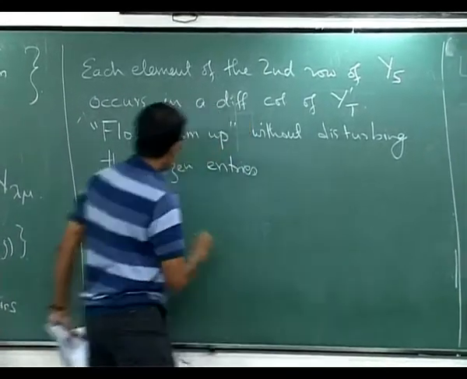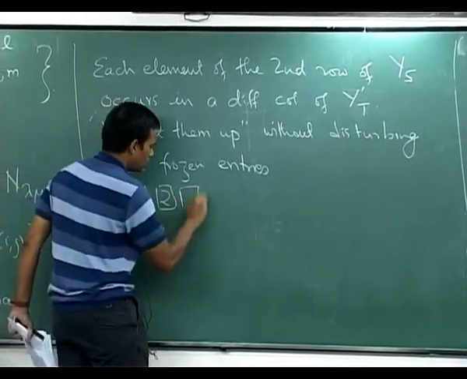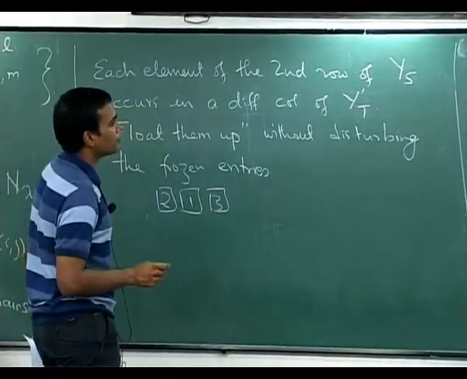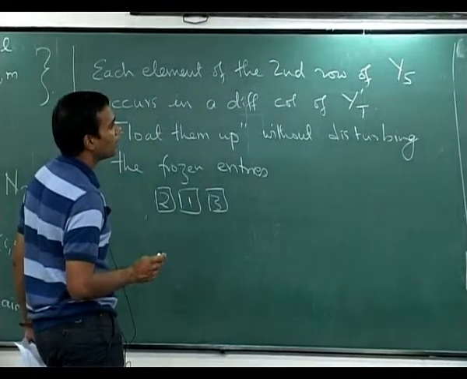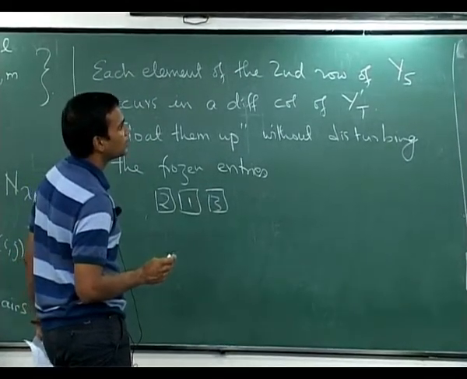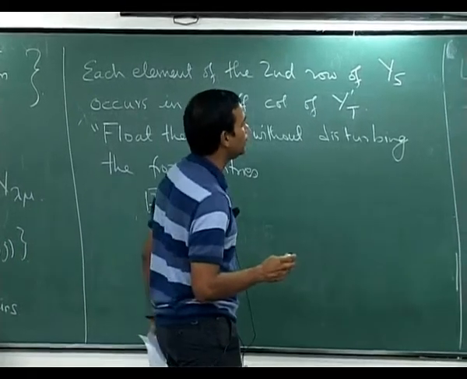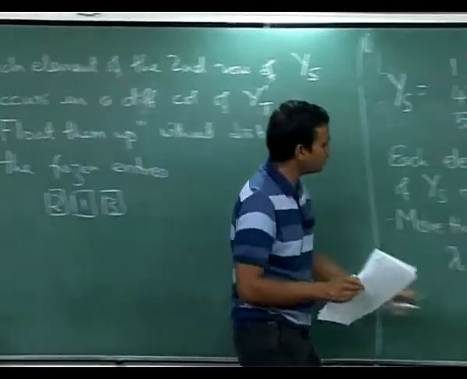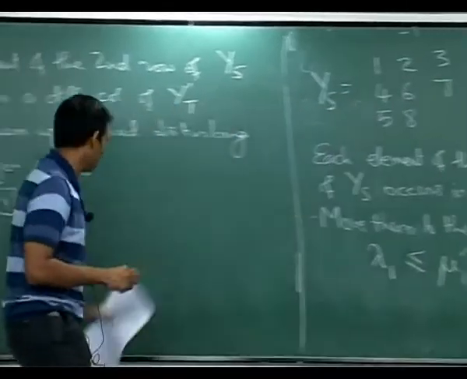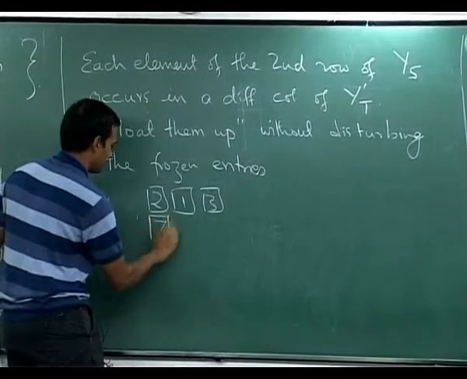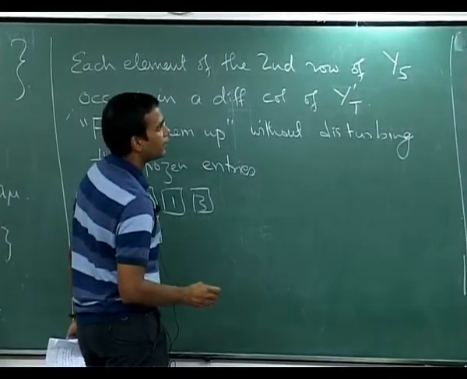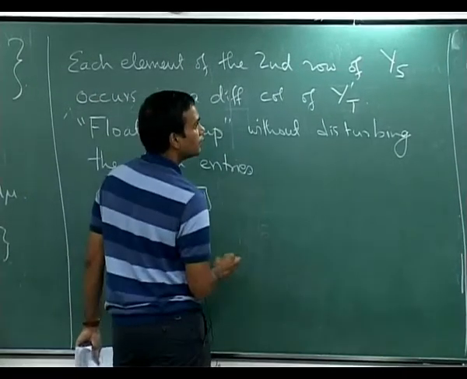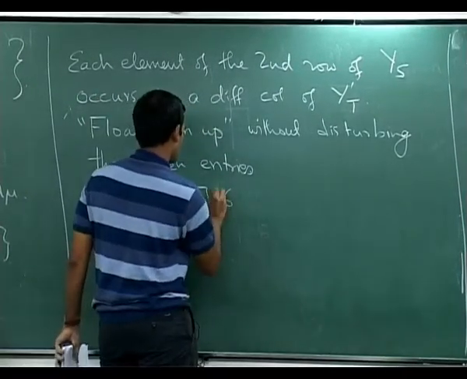Here what I have is I've already frozen 2, 1, 3, and now I want to make sure that 5, 1... hey, something wrong here, is it? No, 2, 1, 3, good. So, 4, 6 and 7, I need to make sure that they get floated up. So, the 7 needs to float up and then the 5 goes down. And let me freeze that also. And 4 is already there where I want it. And this 6 gets frozen.